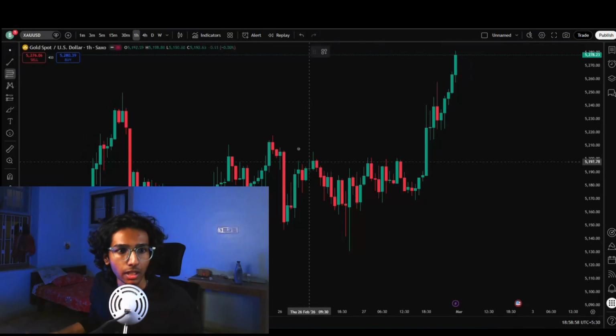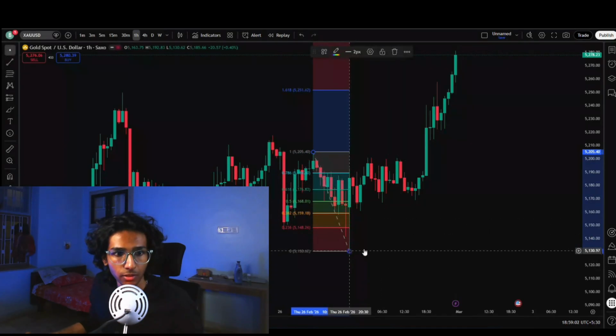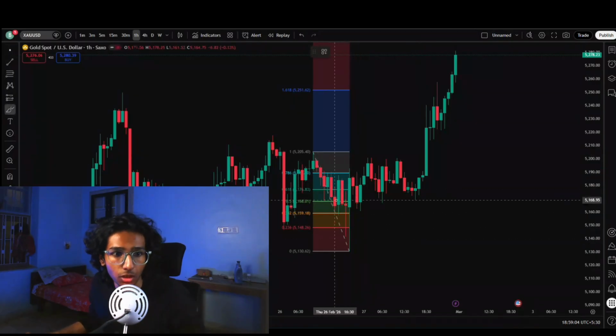Okay, so again, this was the high, and then it went to the low, so we just mark this. Now again, same thing, right? It created a low, but 50%, right?